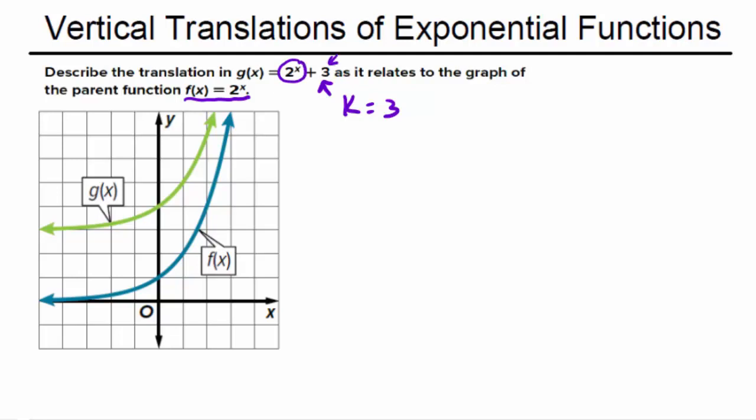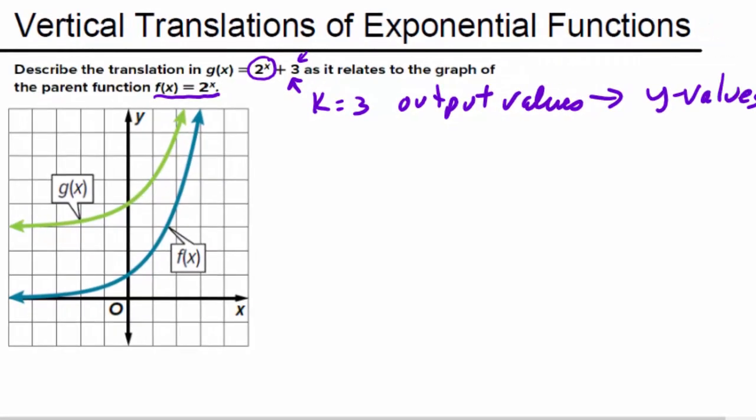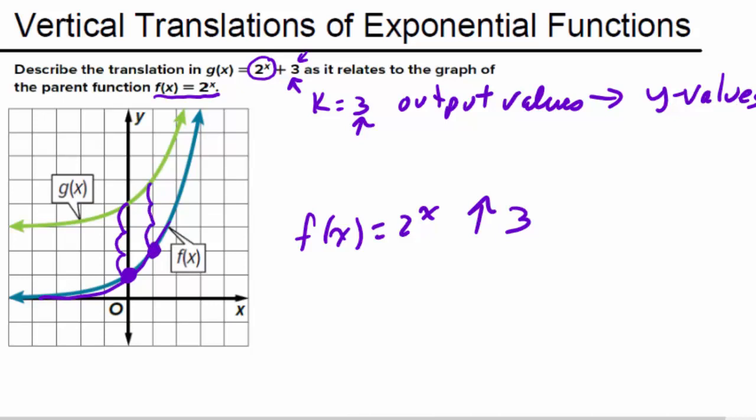So what that means is the k value affects the output values, and if you remember, output values are nothing more than the y values, so that's going to have a vertical effect. Now since 3 is greater than 0, or it shows plus 3, it means f of x, which equals 2 to the x, is going to be translated up 3 units. So f of x was right here, so if we look at the y-intercept there, we got a 1, it moved 1, 2, 3 units up. And of course, this intersection right here, that point also moved 1, 2, 3 units up.